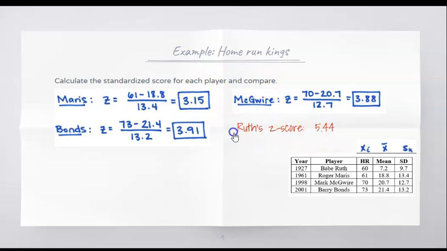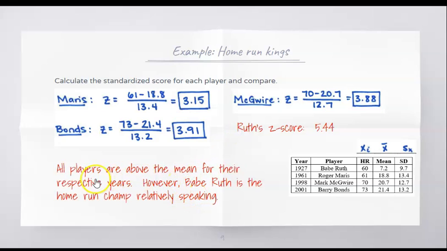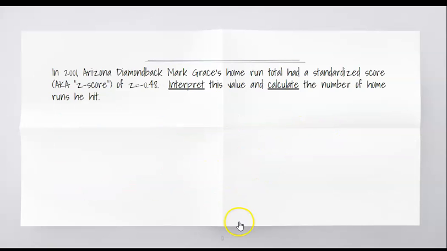So then it says to compare. Well, let's think about this. All the players are above the mean for their respective years. Notice they're all positive z-scores. However, Babe Ruth is the home run champ, relatively speaking. He far outweighed the other players. In 2001, Arizona Diamondback Mark Grace's home run total had a standardized score, or a z-score, of negative 0.48. Interpret the value and calculate the number of home runs he hit.